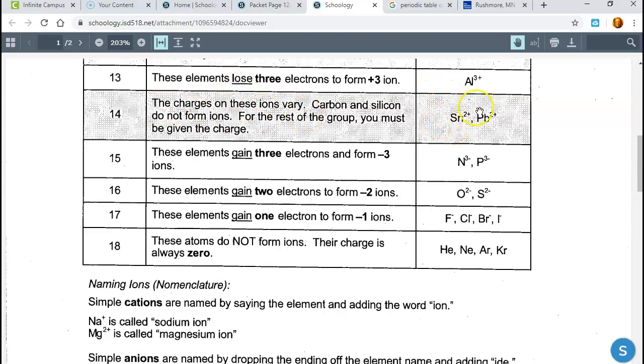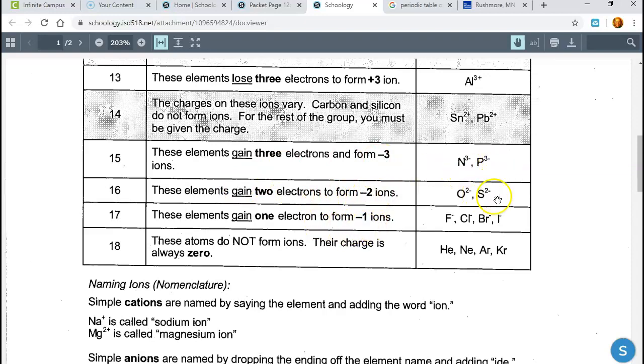But, you know, if they give you something, we'll work with it. But we don't do much with group 14, okay? Then we have the nonmetals. These are going to all be negative here. So group 15 needs 3 more valence electrons to be happy. Group 16 needs 2. Group 17 needs 1.